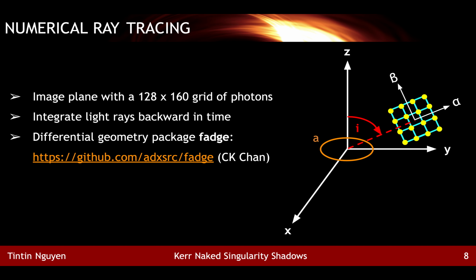So to verify the results we showed earlier, which are based on exact analytical derivations, we run some numerical ray tracing around the KNS, which is basically trying to compute approximate solutions to light trajectories around the KNS. So we set up an image plane, again, effectively far away from the KNS. With a grid of photons, we try to integrate the light rays backward in time towards the KNS using the differential geometry package FATCH, led by my research mentor C.K. Chan, where I was also involved in some software development and beta testing of FATCH.